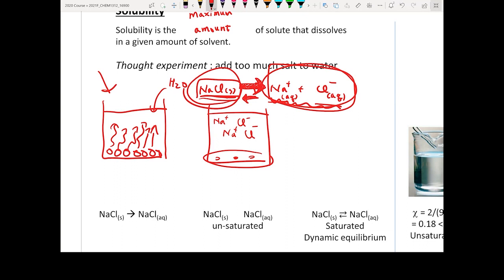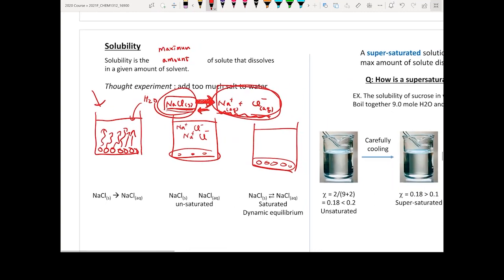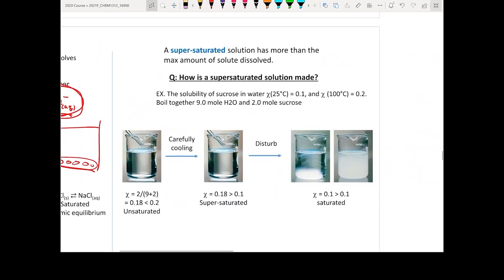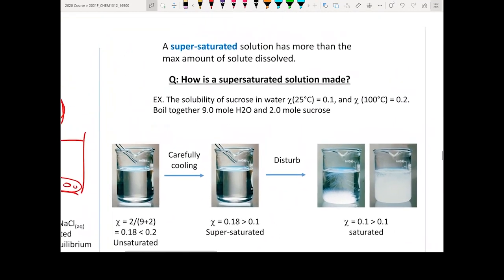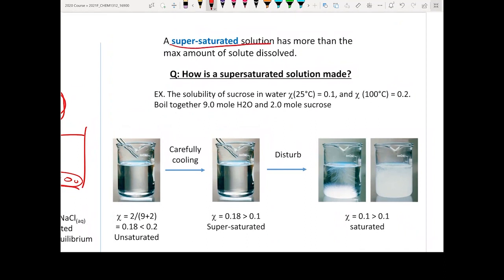So we know that at certain points, no matter how you stir it, you will always see some remaining salt at the bottom, right? That's how you determine the solubility of certain species in water. With that concept in mind, another thing you should know is a very interesting phenomenon called the supersaturated solution.